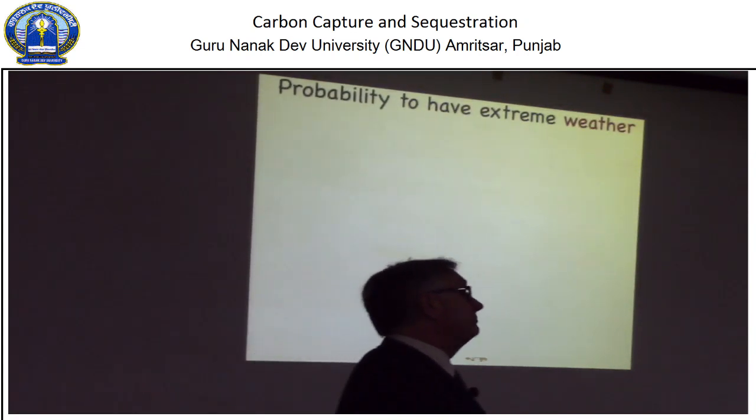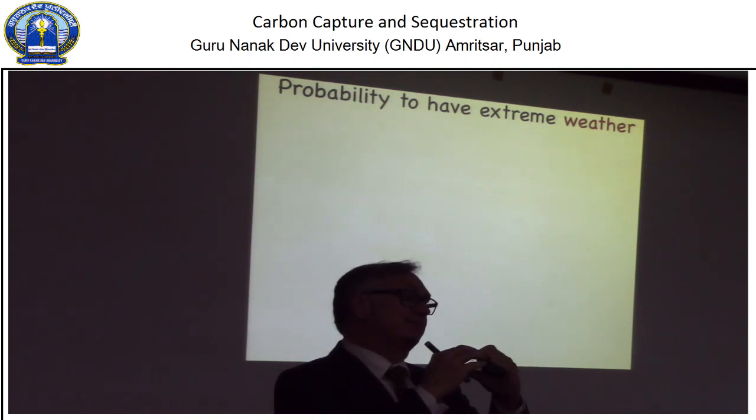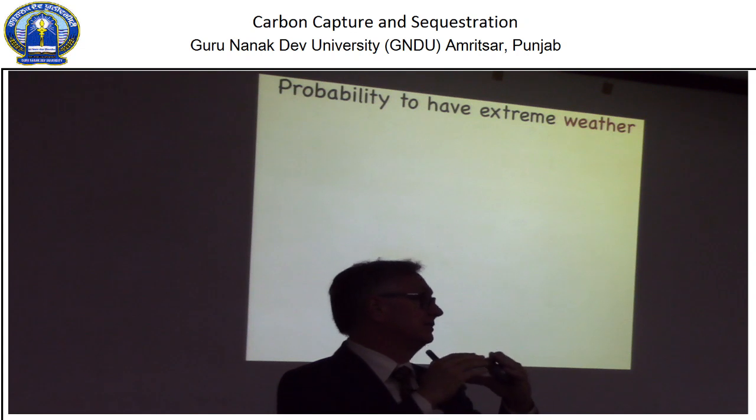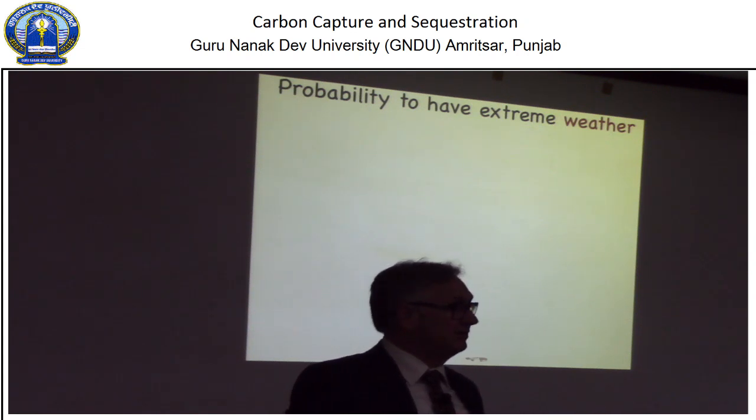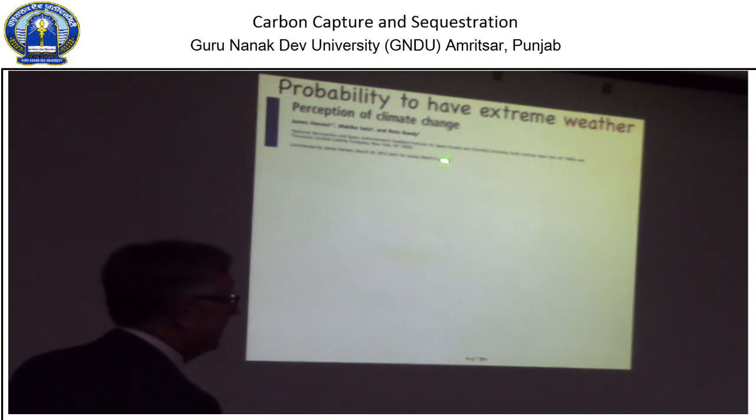So one of them is the probability to have extreme weather. So you can think about the average temperature in Amritsar as a bell curve, a Gaussian distribution, and if the average temperature changes a little, then the extremes change a lot. And so this was brought to light in this absolutely beautiful paper. It's a little old now, 2012.